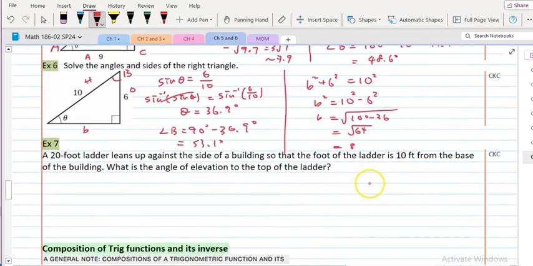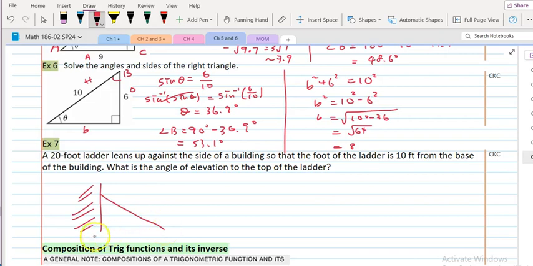So we would solve a word problem. A 20-foot ladder leans up against the side of a building. So we have a building, and then there's a ladder on the ground. This is 20 feet. The foot of the ladder is 10 feet away from the base. What is the angle of elevation to the top of the ladder? If I want to look up the ladder, what would this angle be? Angle of elevation is the angle to the horizontal, right? Theta.